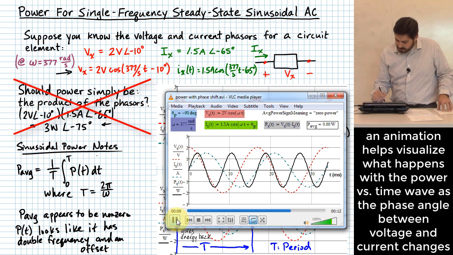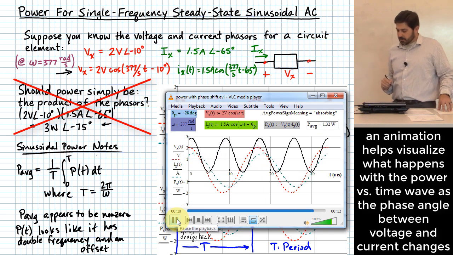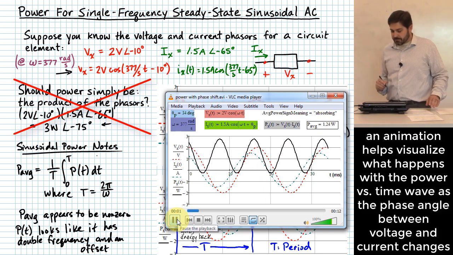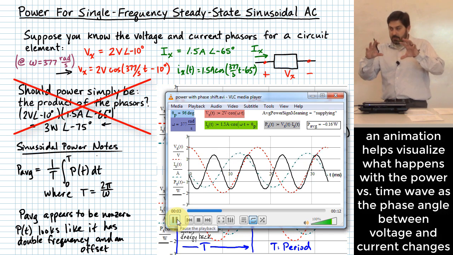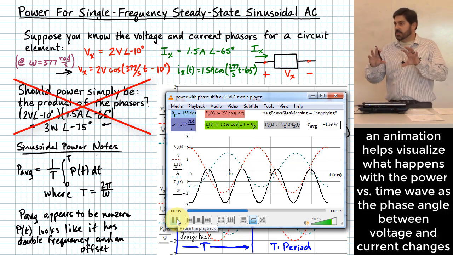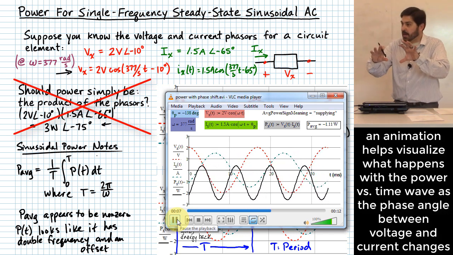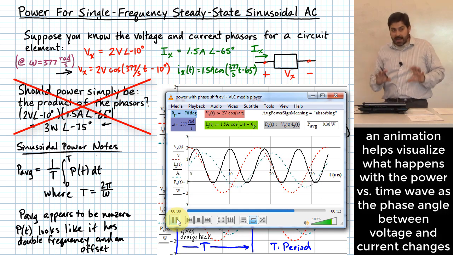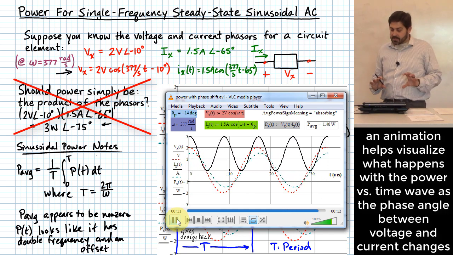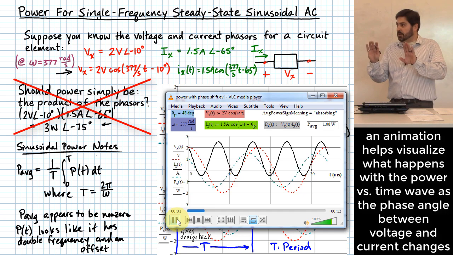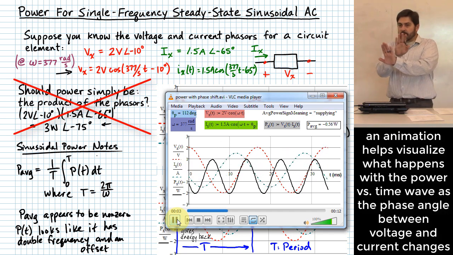If you want to see what it looks like animated, it'll do that too here. But you can see how much power is being delivered shifts either to a positive amount of power absorbed or a negative amount of power absorbed, and that just happens as the phases between your voltage and current move relative to one another.